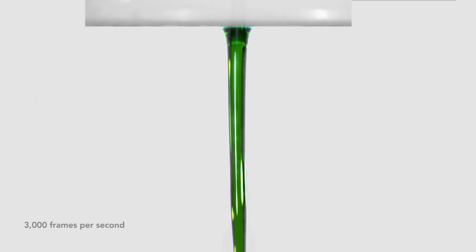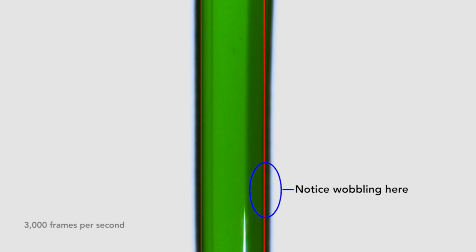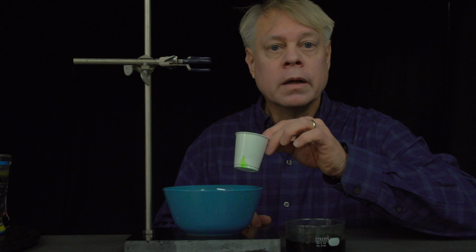The instability forms quickly. Look at the liquid exiting the cup. I said it was uniform, but you can now see that the wobbling begins soon after exiting. The flickering is the wobble, seen better if I zoom in and add guidelines. Why, though, doesn't the cylindrical jet immediately become a sphere?